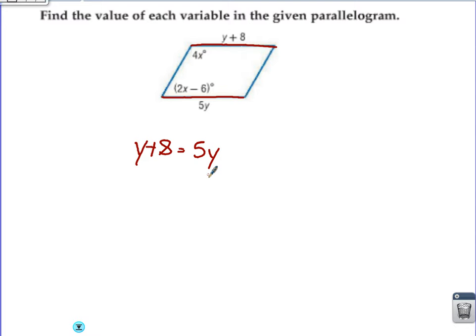We solve it. Help me solve it, Riley. Take my y, move it over here. How many y's do I now have? 6. Careful. Plus becomes minus. So 4y is 8, and y must be 2. And you can plug that in, you would get 10, and you get 10.